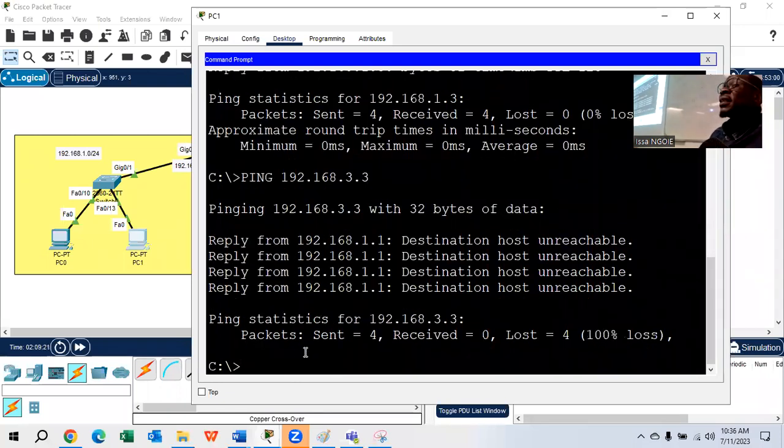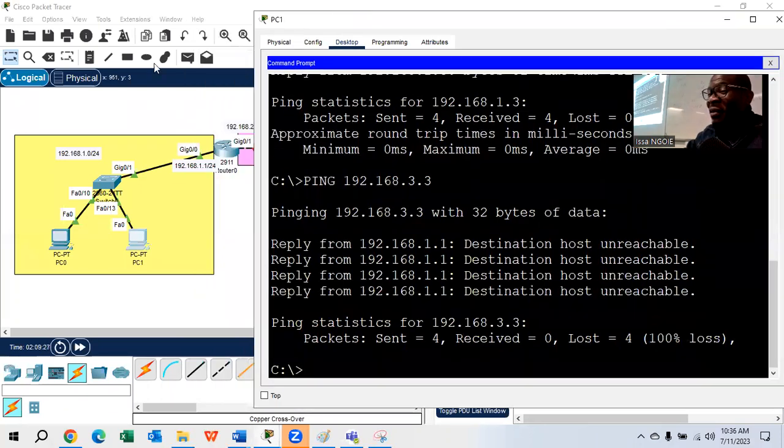You see, my reply is coming from where? From my router, from this router. This router says, I don't know how to reach that network. You never taught me how to reach that network. You understand? This is the meaning of this reply. So your message will be stopped at router one, at that interface, because that router doesn't know how to reach that other network. That's why it says destination host unreachable. I don't know. You never told me how to talk with other routers.